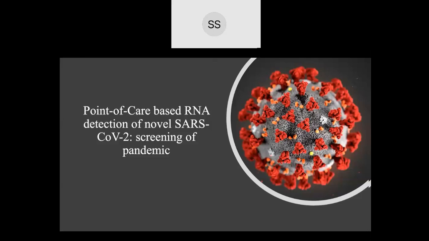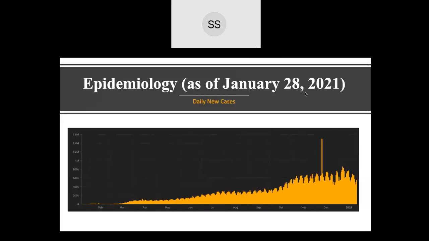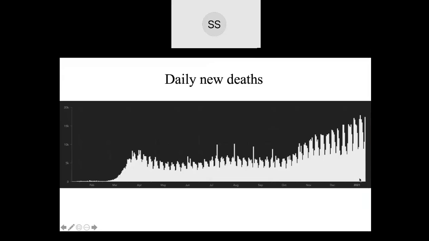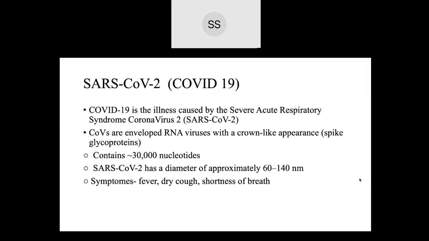Now, talking about the third project, it is point-of-care based RNA detection of the novel SARS-CoV-2 virus, screening of the pandemic. As of January 28, earlier this year there was a rising trend. The number of SARS-CoV-2 cases was all-time high, and now we have started to see a downward trend. And daily new deaths are currently all-time high.